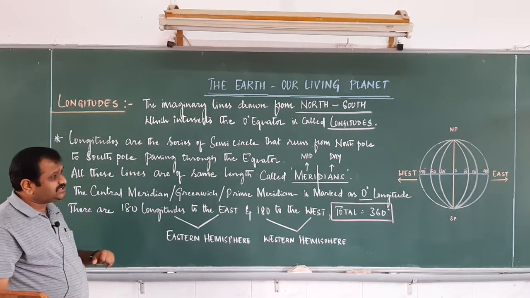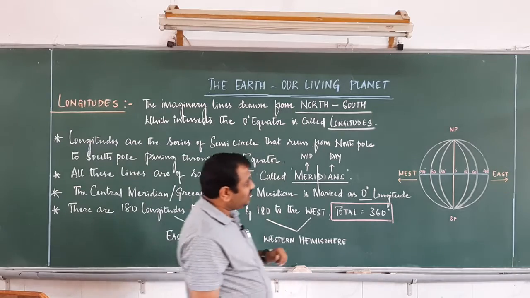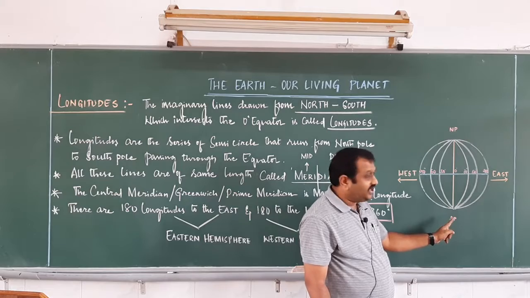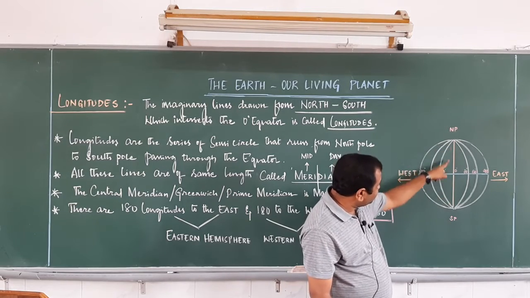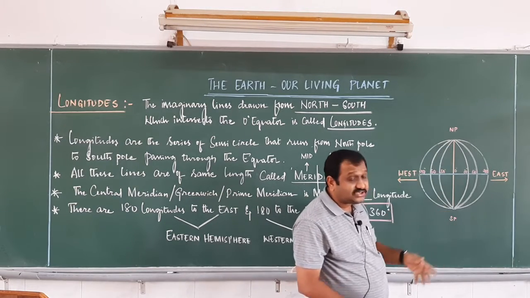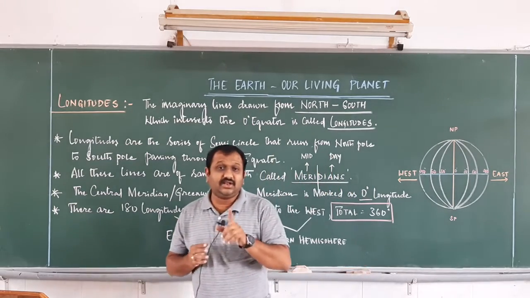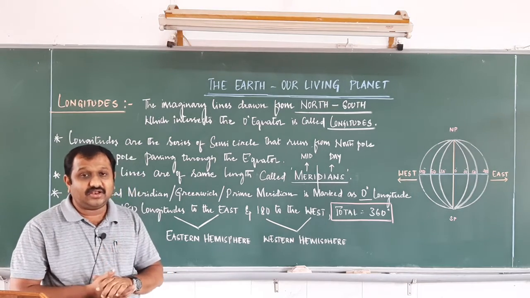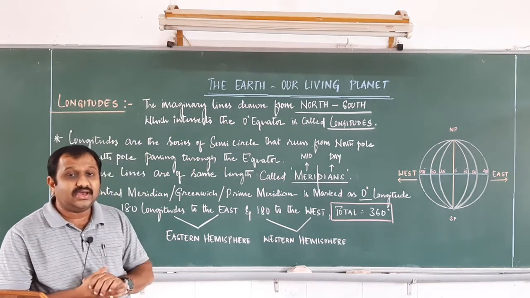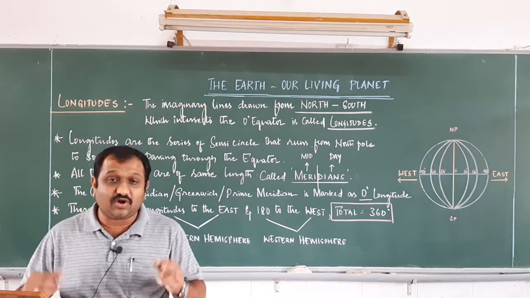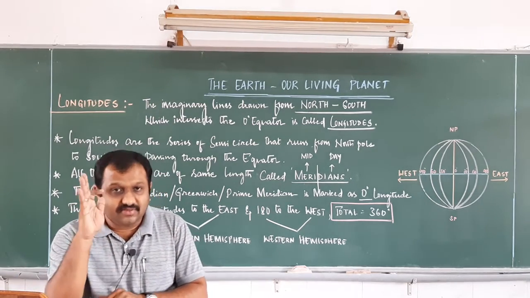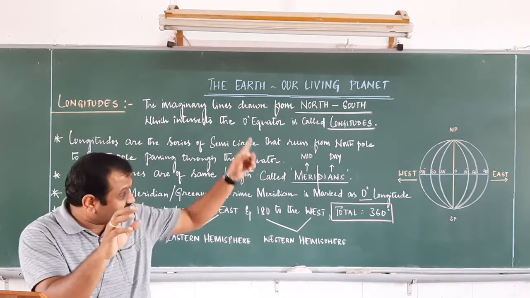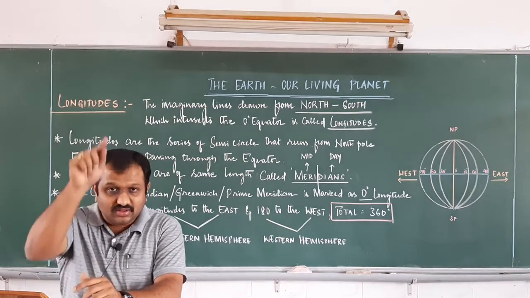Coming to the next very important concept, here you can see the center line that is colored orange or saffron. This line we call the central meridian. The central meridian can also be called the prime meridian. It is also called the Greenwich meridian. It is called by three different names: central meridian, prime meridian and Greenwich meridian. All these are the same. It is the central line.